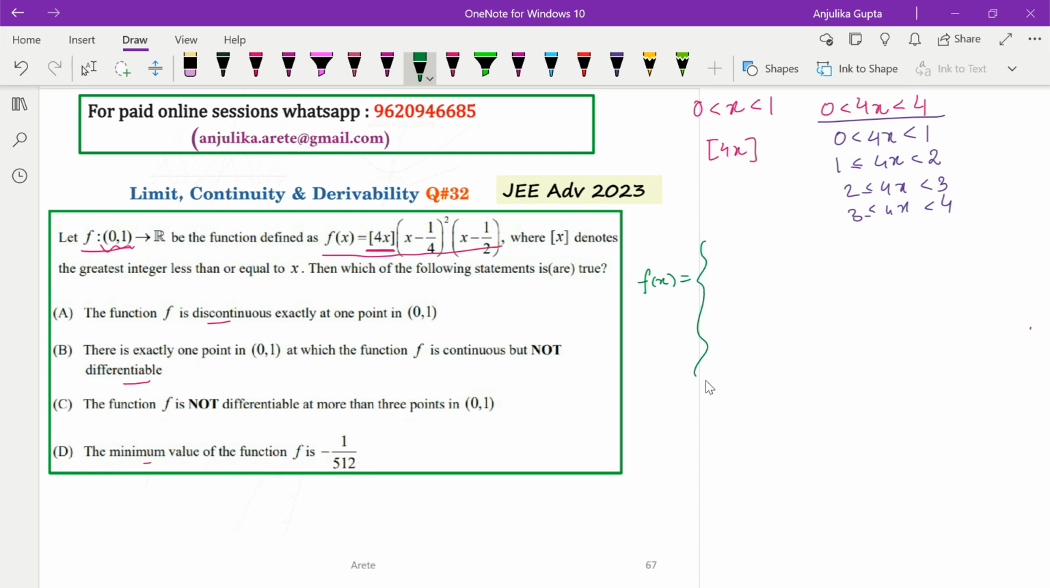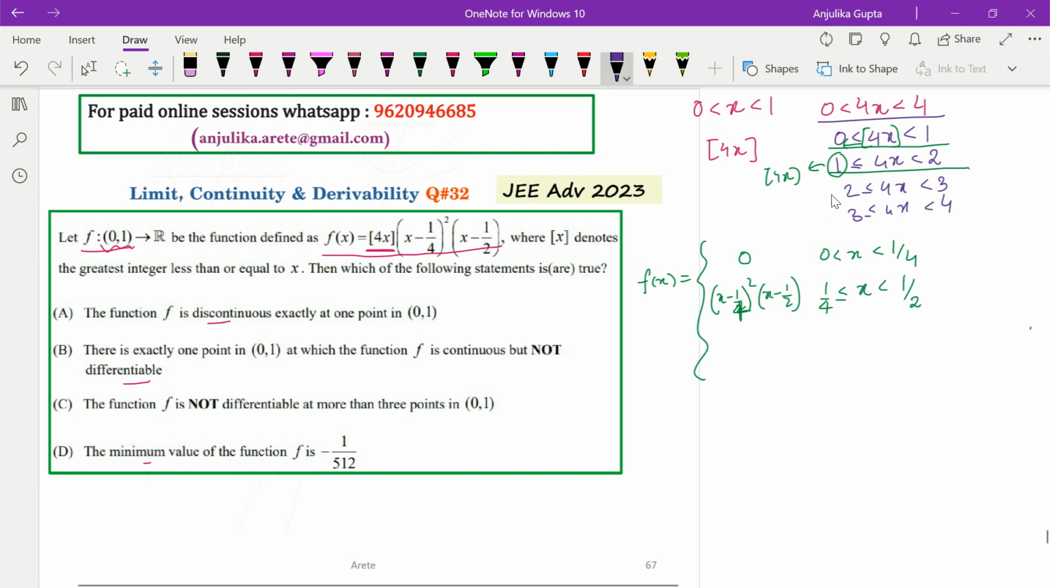So what is my f of x? When you are here, where is your x then? Your x is lying between 0 and 1/4. What is the greatest integer of 4x in this case? It's 0, so overall it is 0. Now look at the second one. Where is your x? Between 1/4 and 2/4, that's half. What is the greatest integer of 4x in this case? It would be 1. When this is 1, your function looks like (x − 1/4)² times (x − 1/2). This is how your function is looking.